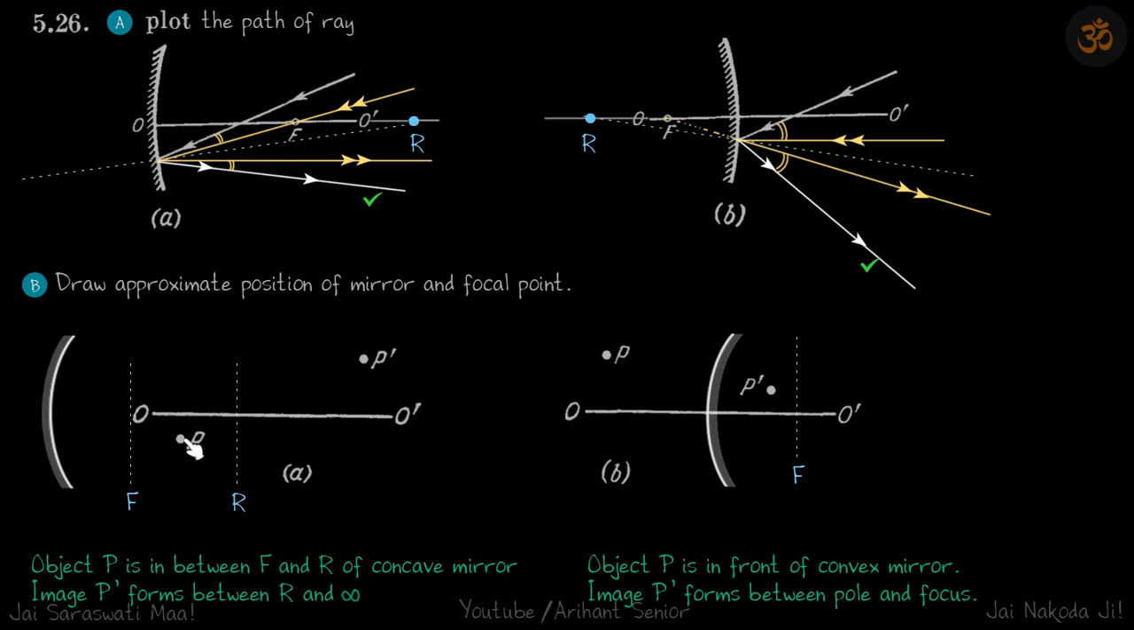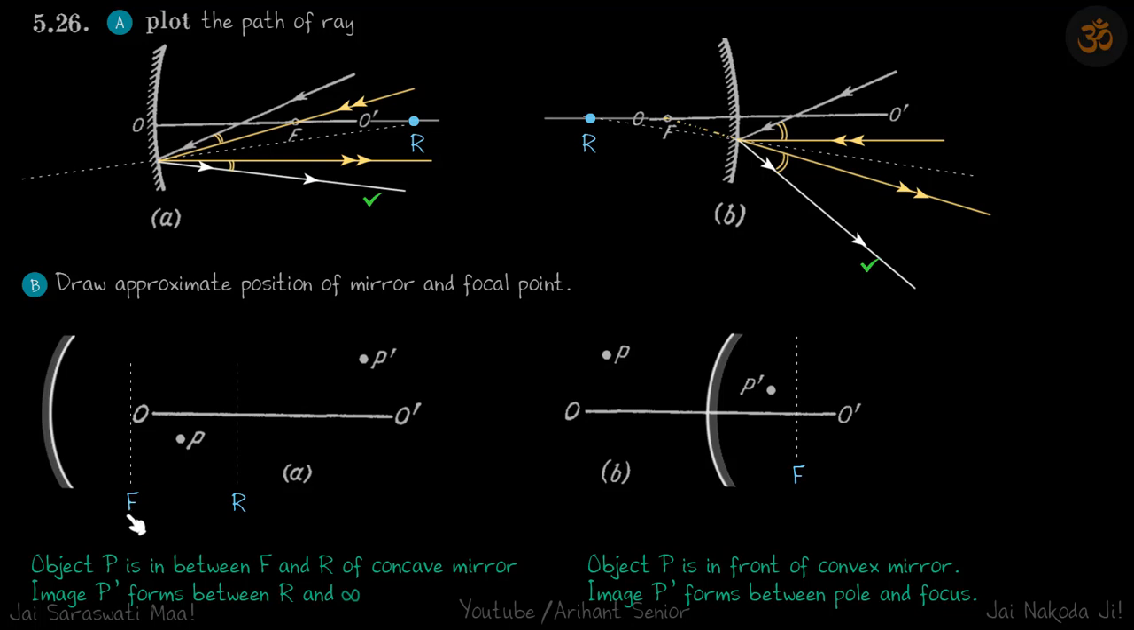Now the object and image are inverted. The image is inverted, which means the image is real, which means the mirror must be a concave mirror. Now where to put it? We can put it towards the left or towards the right, but you can see that the object is small and the size of the image is large, which means the object must be nearer to the mirror. So the mirror should be towards the left.